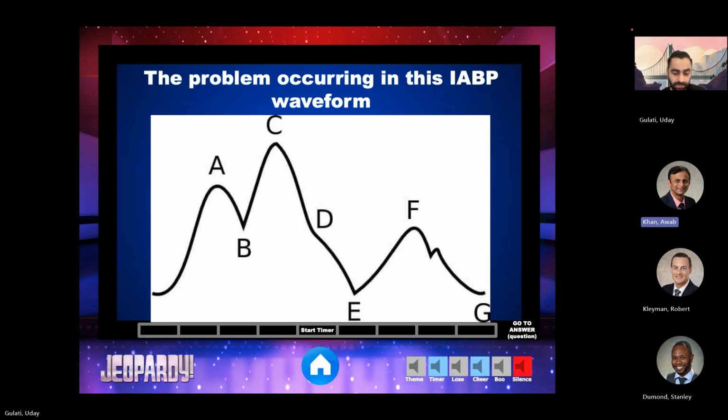Right, E and G are the same, right? E should be lower than G if it correctly offloaded and gave you more support. So the fact that E and G are the same means it's probably deflating too early and not giving you enough time to actually decrease afterload. Okay. And so the problem with this one is that you are going to get that increase in afterload, right?